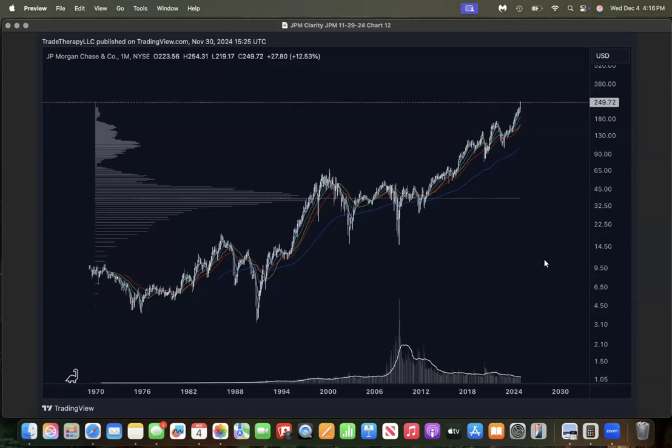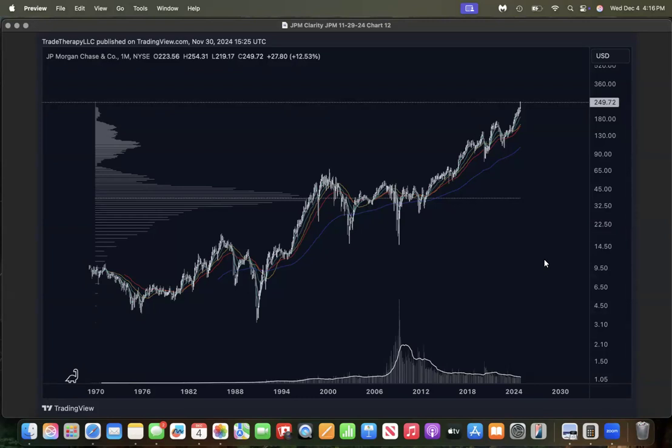We are looking at JP Morgan. JP Morgan Chase, we did a clarity spotlight on them last week. Today is Wednesday, December 4th. It's always a good idea to start with a long-term chart. We are looking at the all-time monthly chart for JP Morgan Chase.